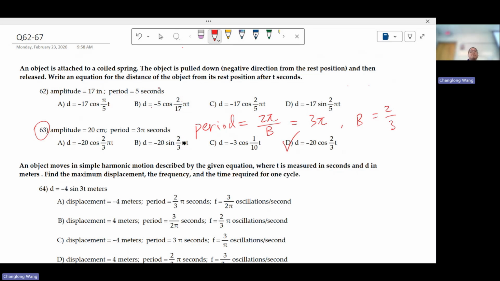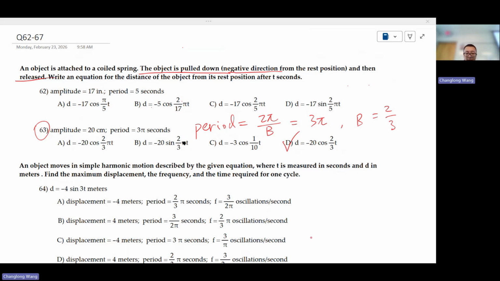Say it again. Yeah, and also, who realized that when they say the object is pulled down, that means it's in a negative position to start with, then released, and that actually makes a difference.